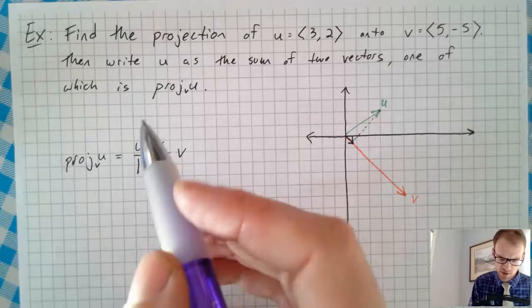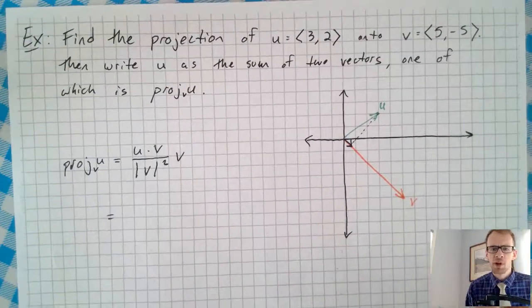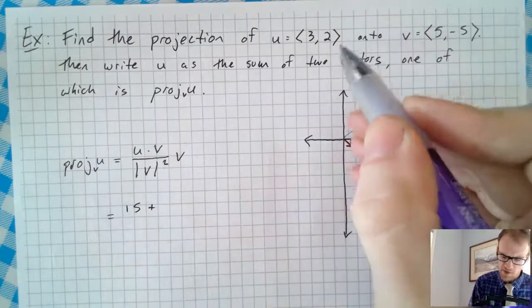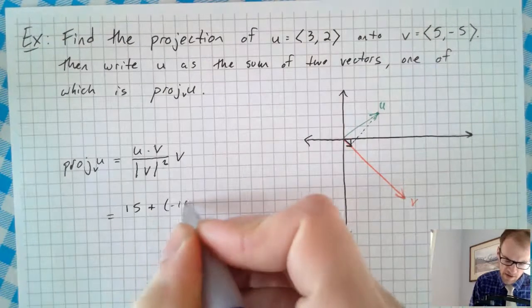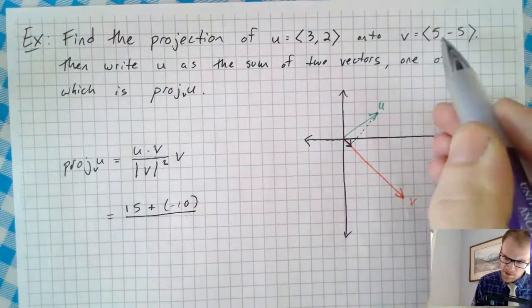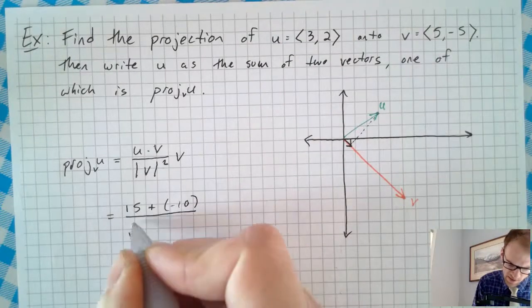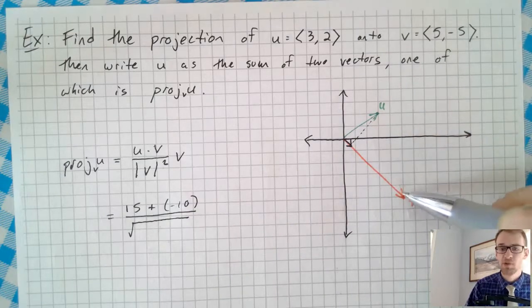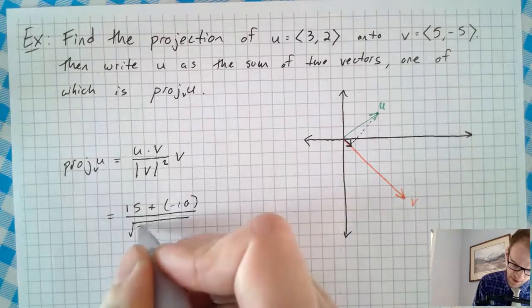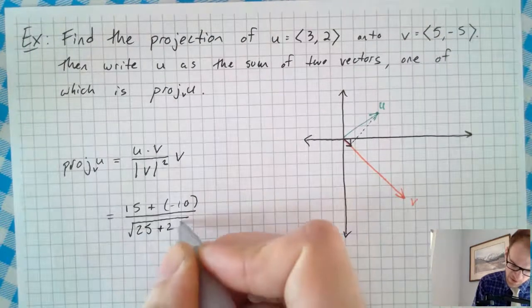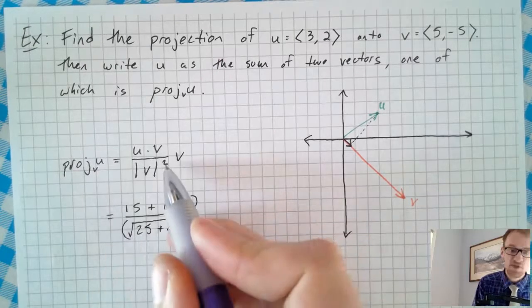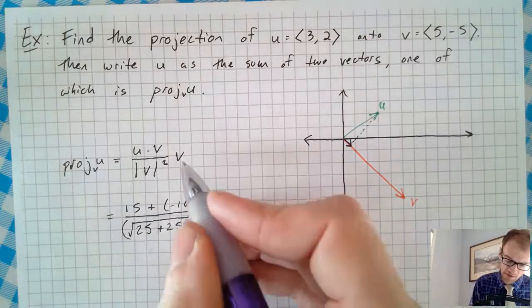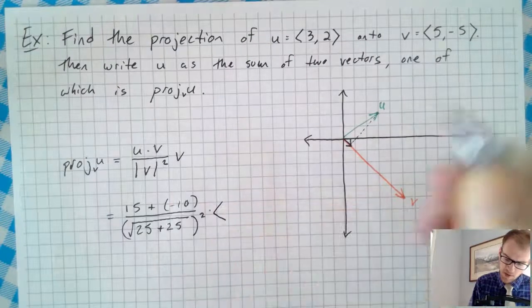Well, u dot v, we know the dot product. That's just the product of the x components, so 3 times 5, 15, plus the product of the y components, 2 times negative 5, negative 10, over the magnitude of vector v. Remember, that's the formula for the hypotenuse, right? For the magnitude of vector v, I take a squared plus b squared, and I take the square root. So that would be 5 squared, 25, plus negative 5 squared, another 25, and then that magnitude gets squared. The square root and the square are going to cancel there, right? And I also have to multiply this whole thing times vector v, which is 5, negative 5.